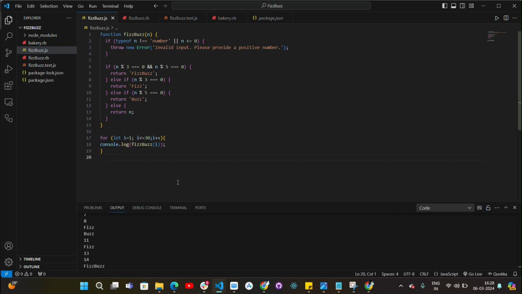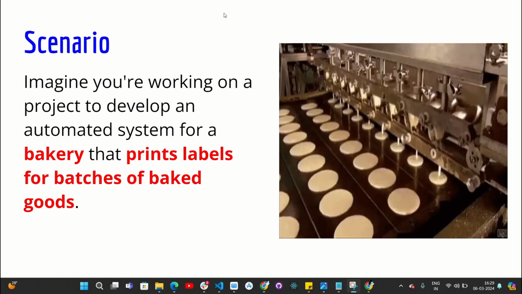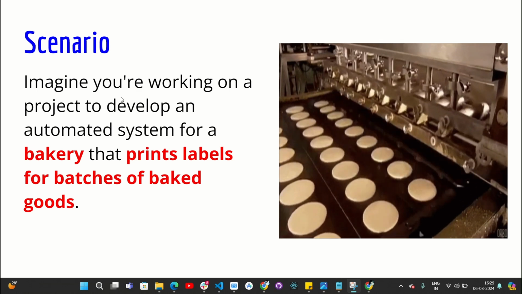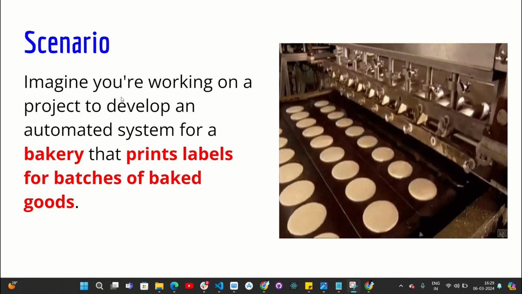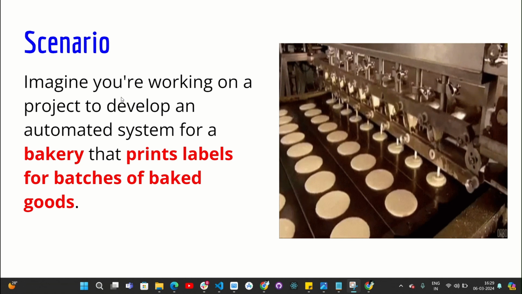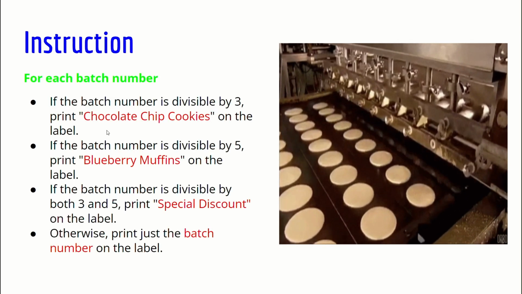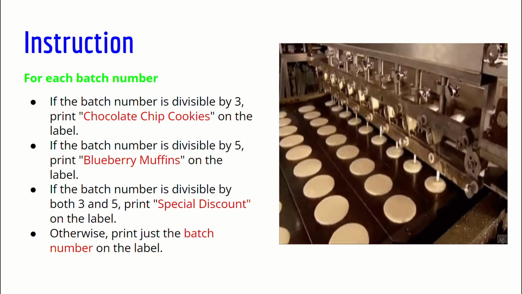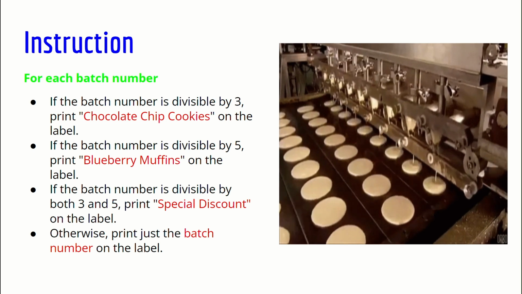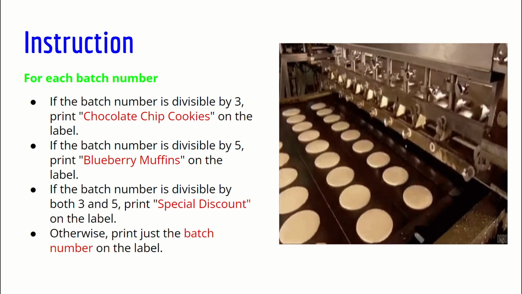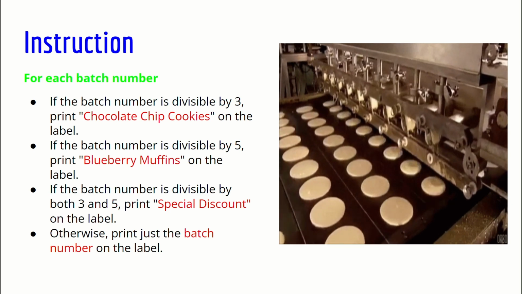Now let's come to our problem, a real-world scenario of how it is going to be applied. So in that case, we have a bakery problem. Let's go to the problem statement once again. This was the scenario: we are working on a project to develop an automated system for a bakery that prints the label for the batches of baked goods. The instructions were that if it is divisible by 3, we print the chocolate chip cookies, divisible by 5, it prints the blueberry muffins, and by both 3 and 5 it has to print the special discount.